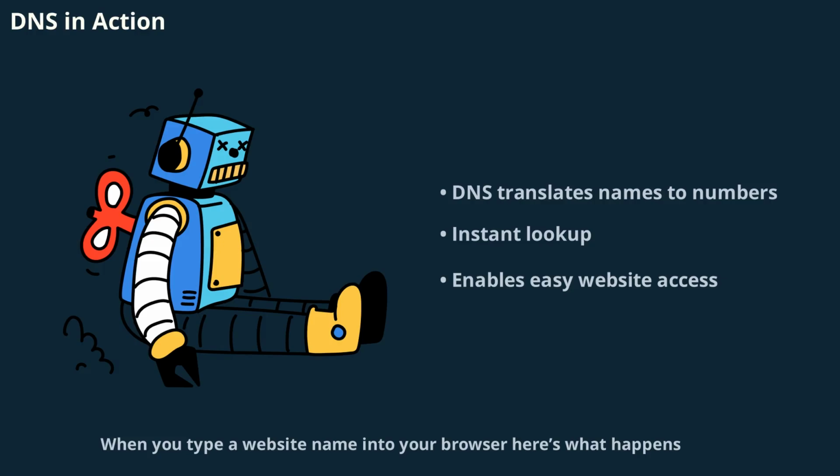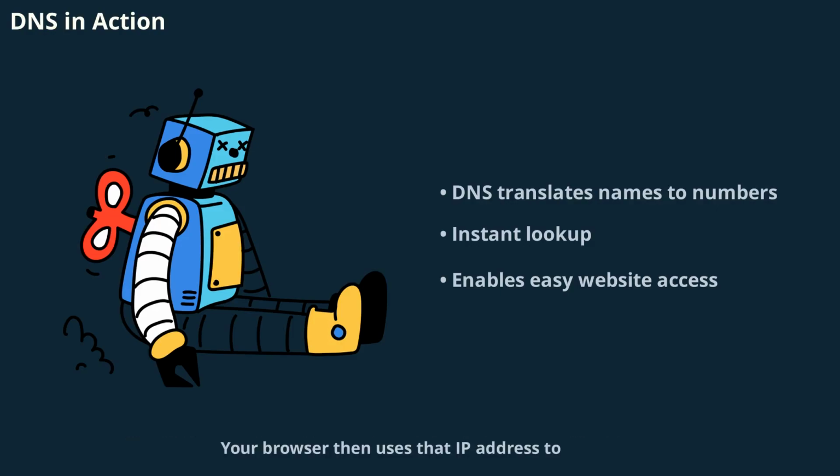When you type a website name into your browser, here's what happens. First, your device sends a request to the DNS server, asking for the IP address of that website. The DNS server looks it up and sends back the correct IP address. Your browser then uses that IP address to connect to the website's server and load the page. All of this happens in a split second, making the internet easy to use for everyone.